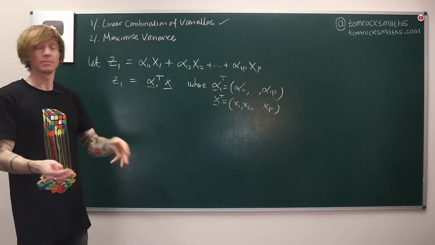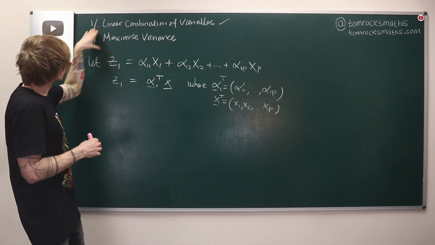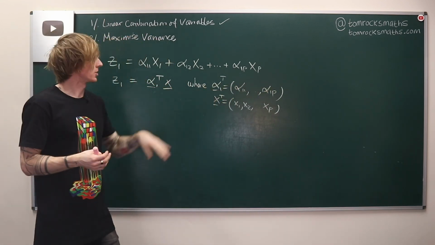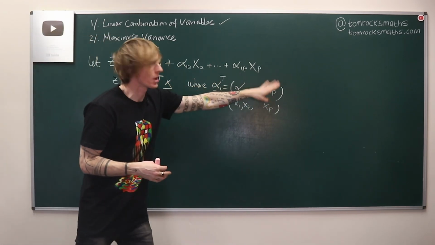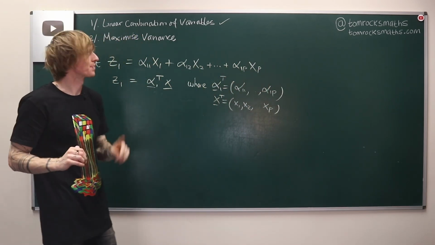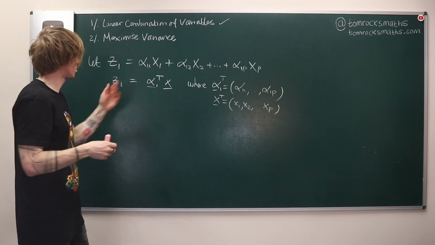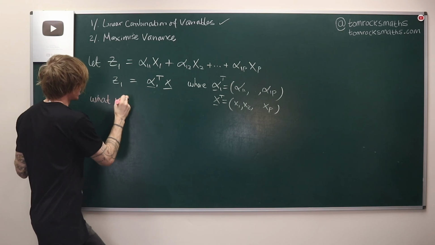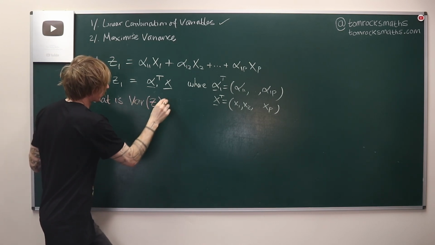Now step 2 tells us we want to maximize the variance. So this is what we're going to use to determine our coefficients alpha. So the x's here are fixed, they are the variables, that's the data, but the alphas we are free to pick at this point. So we want to pick them to maximize the variance. So we want to know, well, what is the variance of Z1? What is var of Z1?